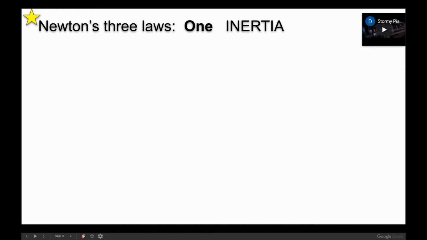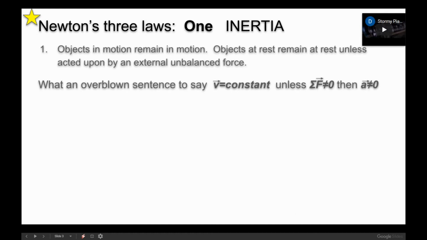The first law involves inertia. Objects in motion remain in motion. Objects at rest remain at rest unless acted upon by an external unbalanced force. What a mouthful, when all we want to say is your velocity is constant unless there is some total force on you that is not 0. And if the sum of all forces is not 0, then neither is acceleration 0.